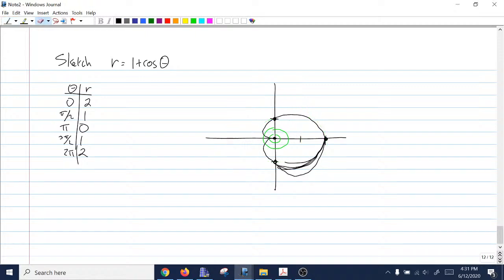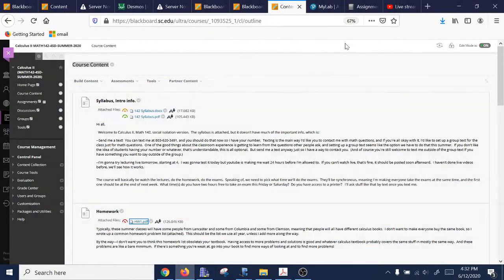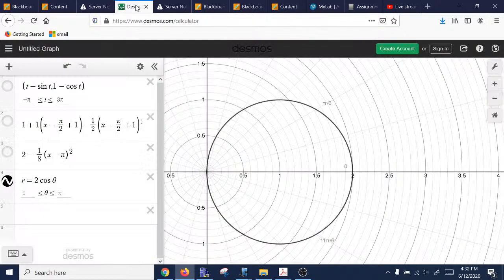I get this graph. This graph is called a cardioid. Why is it called a cardioid? Because it's shaped like a heart if you turn your head sideways. Oh, isn't that sweet? 1 plus cosine theta looks really goofy. Let's try sketching this. Do I have my Desmos here?